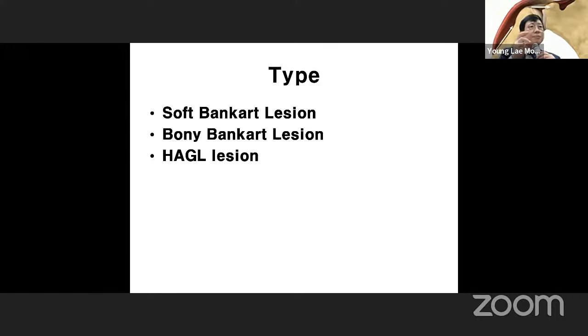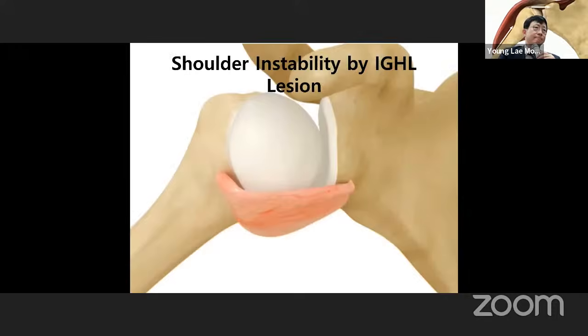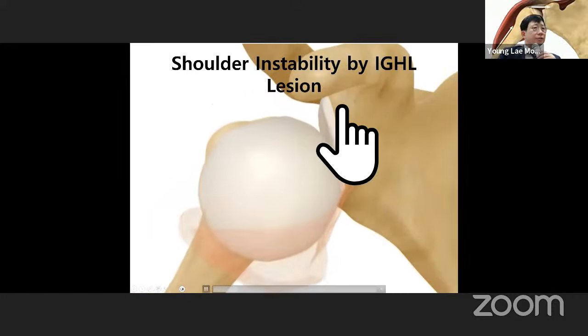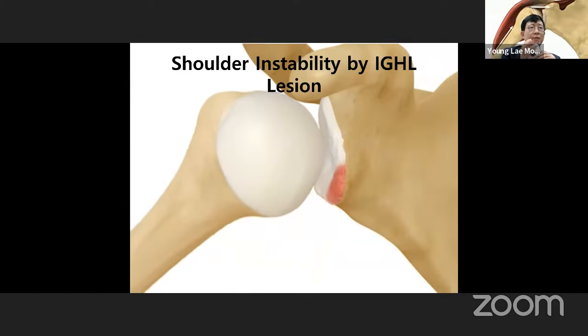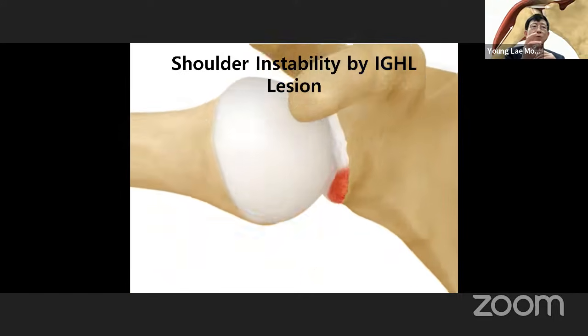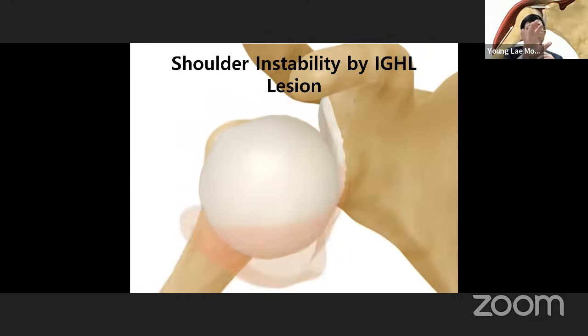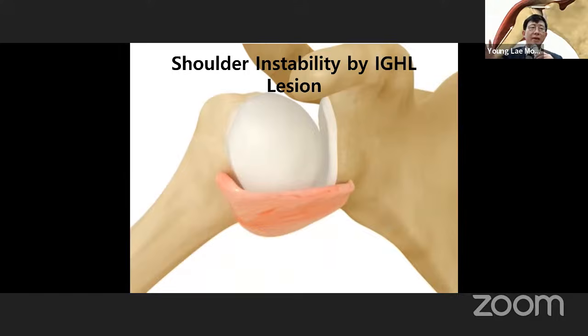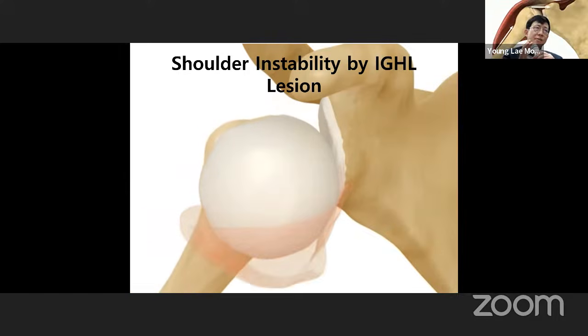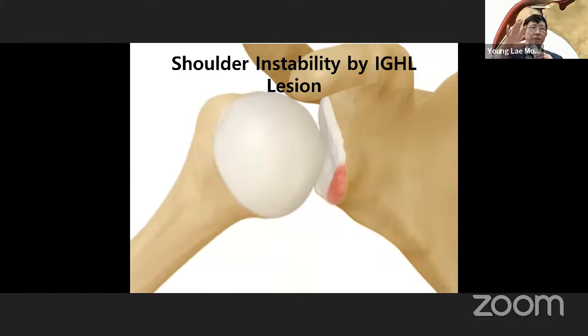There are three main types of shoulder instability, especially for anterior instability. The one is soft Bankart, the other is bony Bankart. The final one would be the Hill-Sachs lesion. Let's see the IGHL chair and the instability. If the IGHL chair is unstable or torn, a so-called Bankart lesion, the patient's shoulder easily dislocates in an anterior way. More specifically, in an anterior and inferior way.